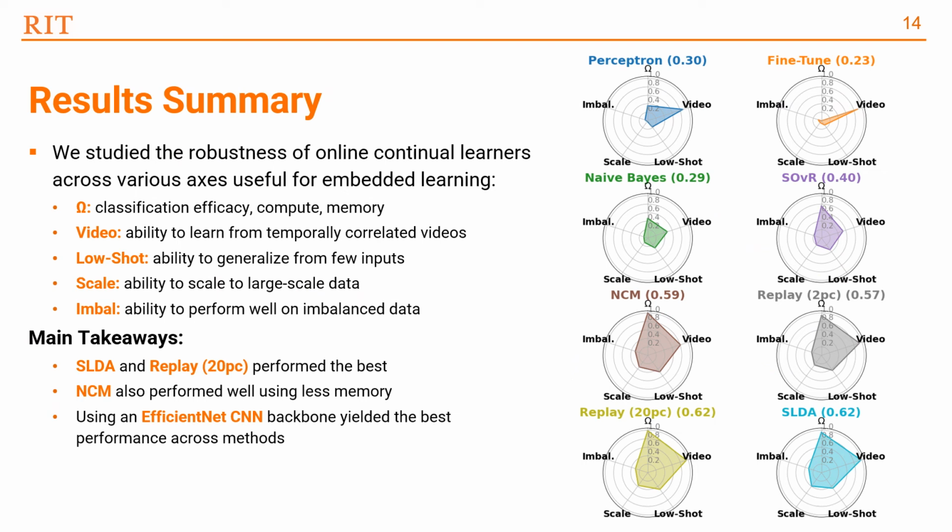Finally, we wanted to summarize the performance of each continual learner across each of the factors evaluated. To do this, we normalized 5 scores to fall in the range of 0 to 1, namely a learner's net score, its ability to learn from temporally correlated videos, its ability to learn in low-shot settings, its ability to scale, and its ability to learn from imbalanced data streams. We plot these results on a radar chart where those methods with more area in their respective polygons performed better overall. These plots demonstrate that SLDA and replay performed the best overall, and the nearest class mean classifier performed well using fewer resources. We also found that using an EfficientNet backbone yielded the best performance across learners.